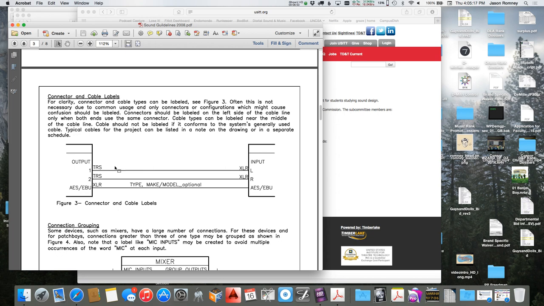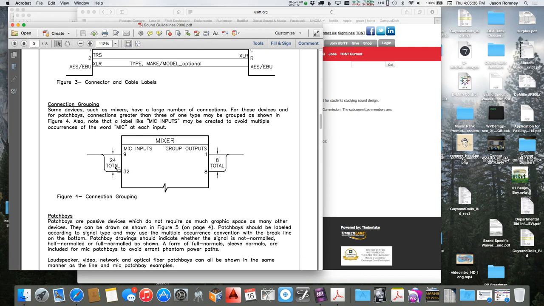Generally, on the drawings we do here, we don't do that because we are also generating patch plots and other drawings that give us that information. So in order to keep the system diagrams simple to read, we tend not to include that kind of information. But you could if you needed to.